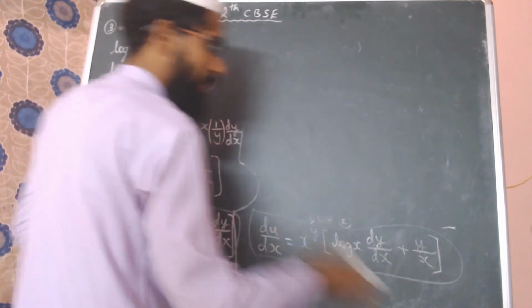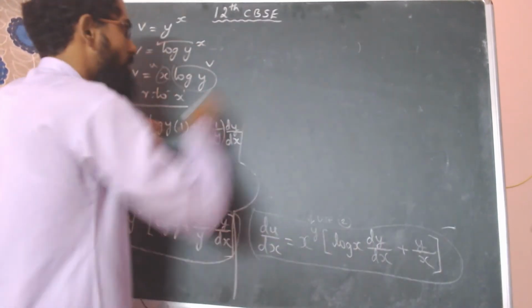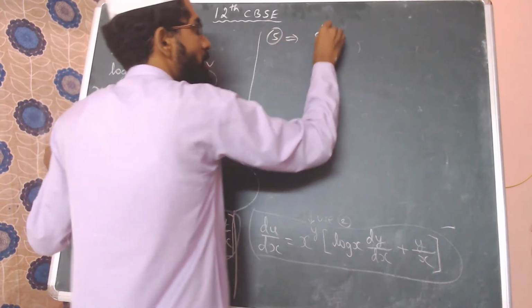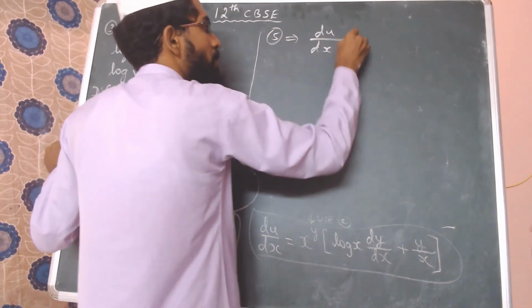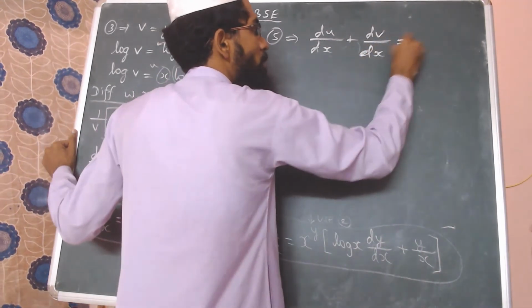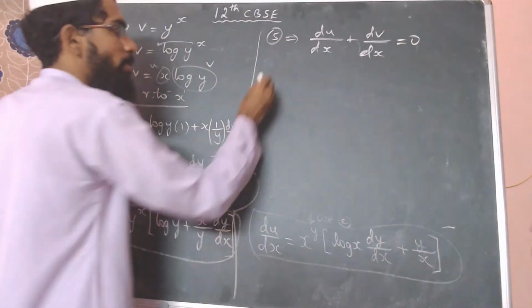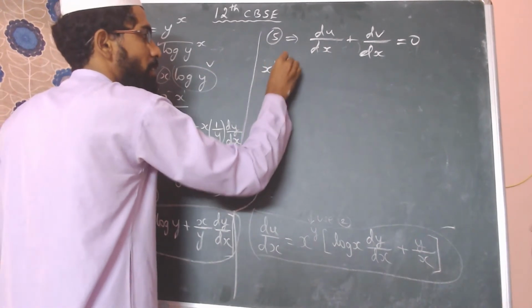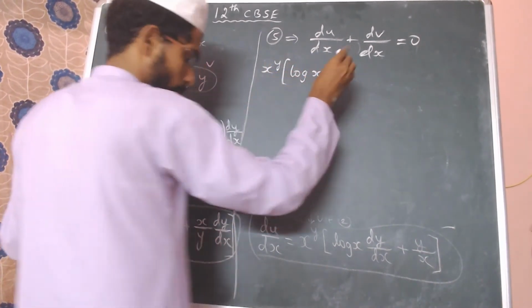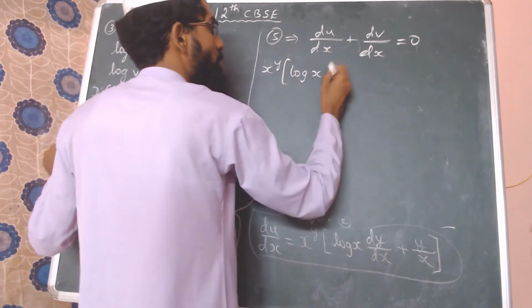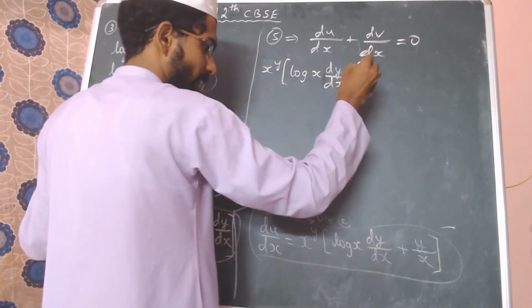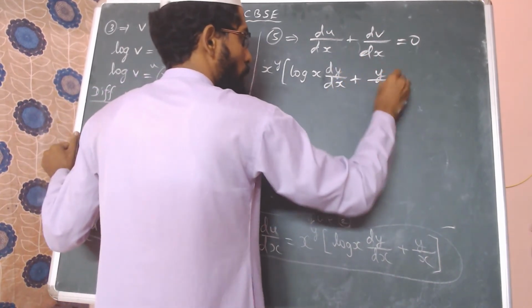So what you will be getting? If I substitute it there, what will I be getting? Equation 5 implies du by dx plus dv by dx equal to 0. What is my du by dx? This is my du by dx. So x power y into log x plus log x into dy by dx, plus y by x.